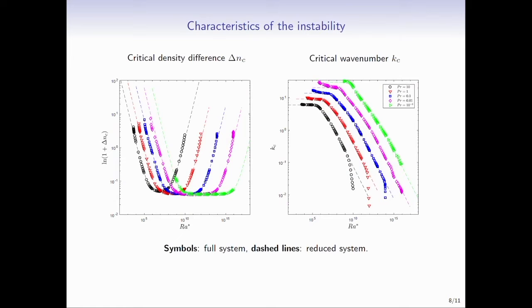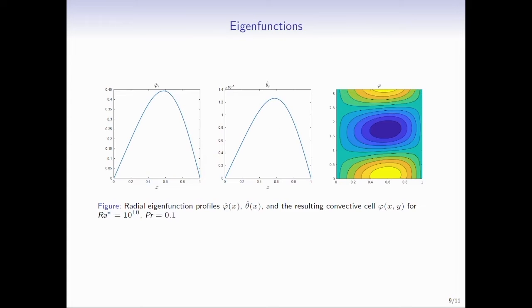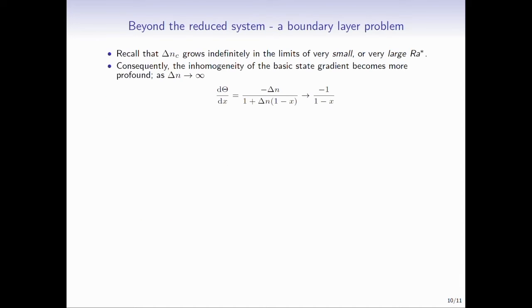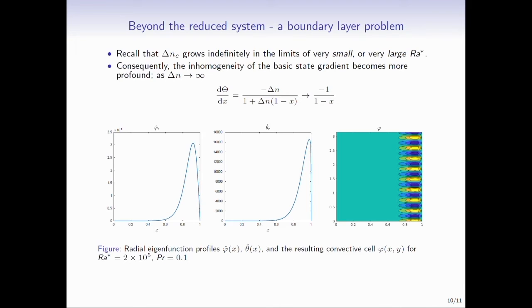But beyond that, we can see that in the limits of very large or very small Rayleigh number, the density difference at onset grows indefinitely. That means the inhomogeneity of my basic state will be more prominent. In fact, when delta n goes very large, approaching infinity, my basic state will develop an asymptote around one of the boundaries, x equals 1. That's going to cause the solutions of the full problem to be spatially localized near the x equals 1 boundary and develop sharp gradients characteristic of a boundary layer problem.